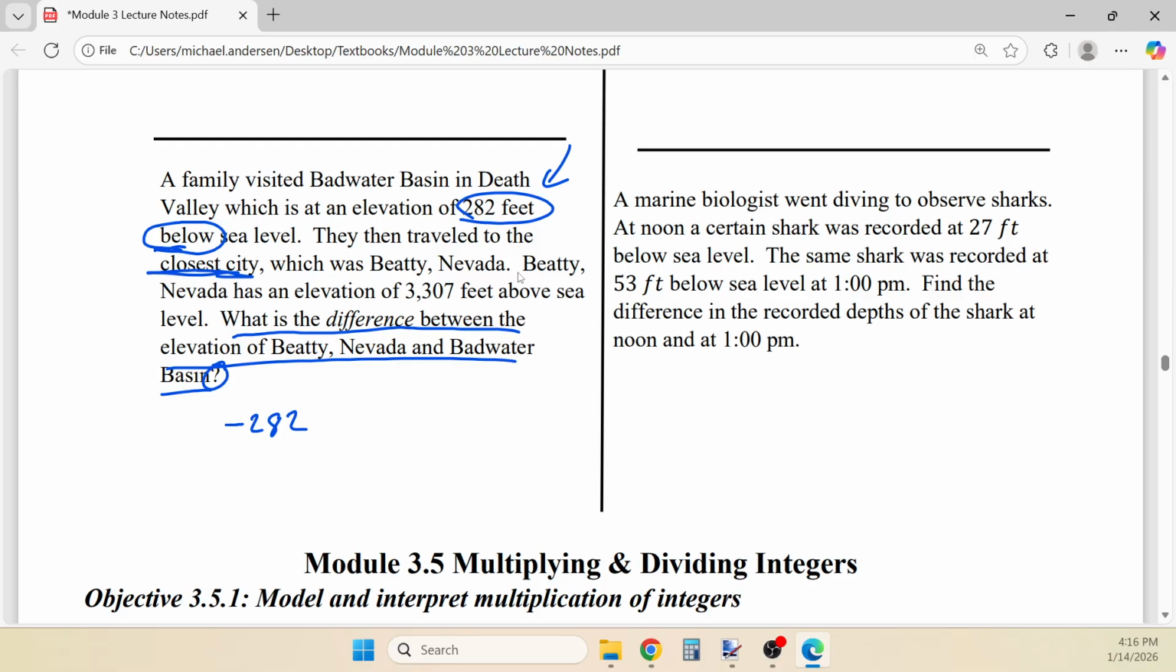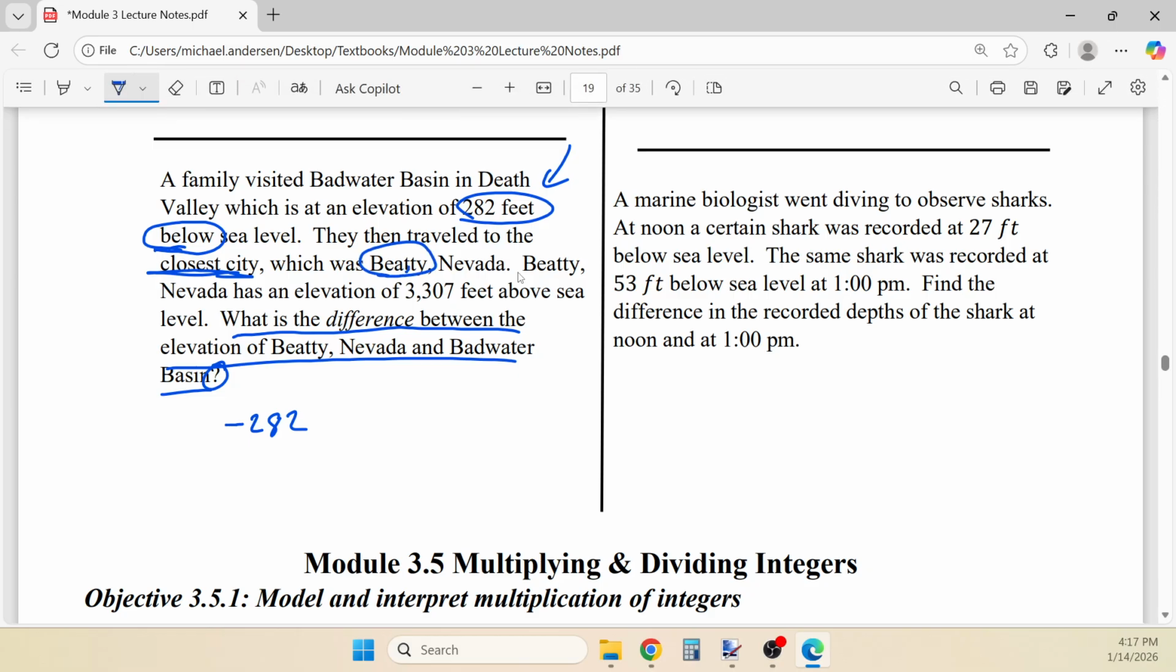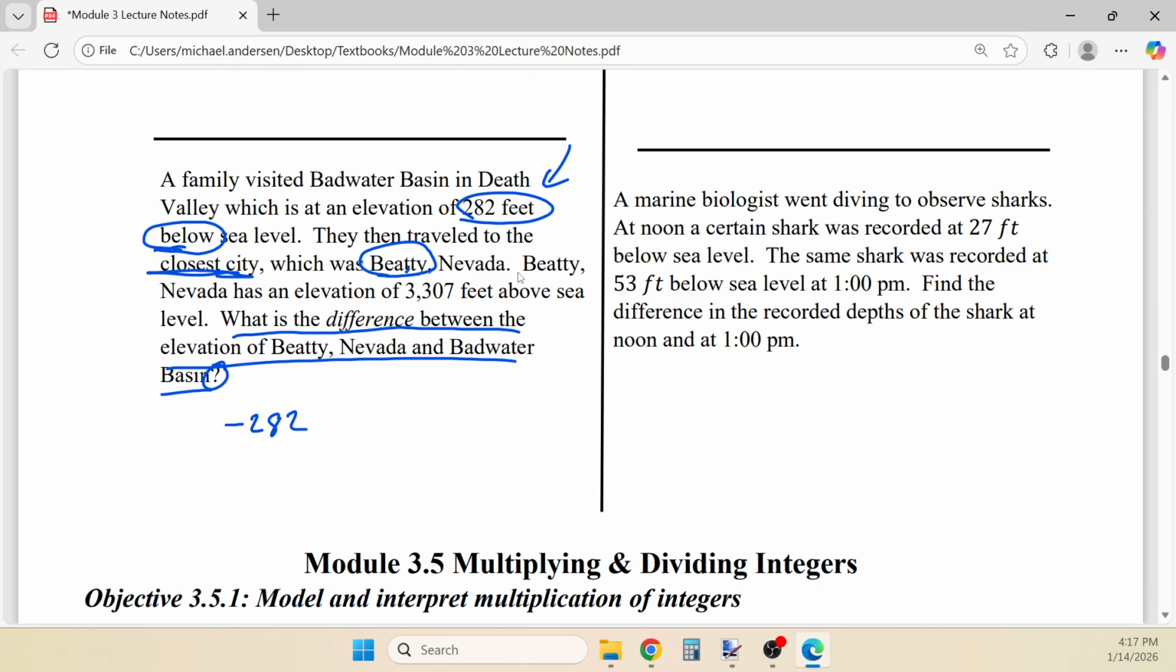Closest city. My wife and I drove through Death Valley, and we came from Nevada, and I'm going to have to ask her if that was the city we drove through. I don't remember, but she would because she's smart, and I love her.